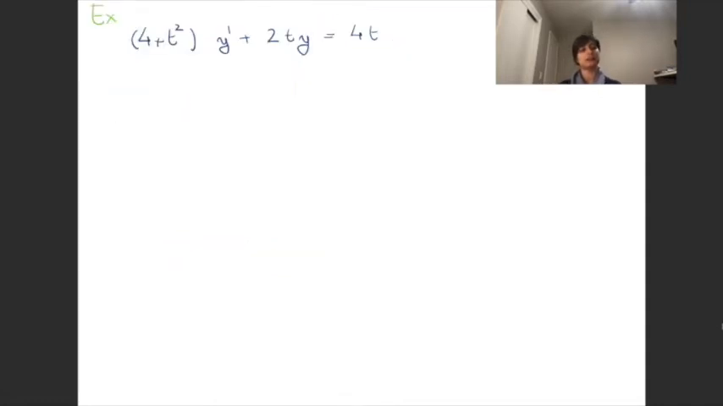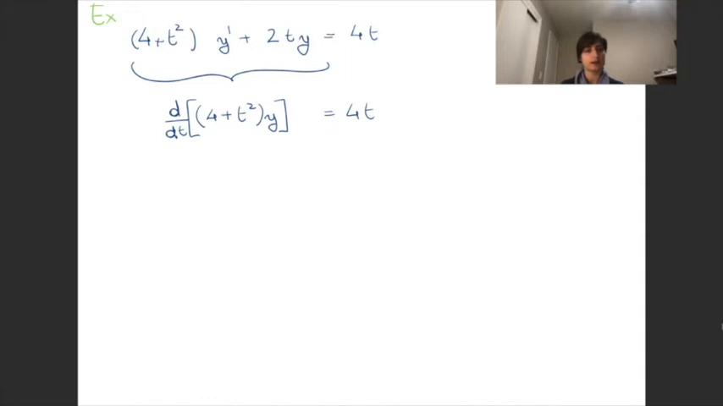Let's look at an example. We're having this ODE. We have a y prime multiplied by 4 plus t squared. We add 2ty, and we want this to be equal to 4t. And if we look at the left side of the equation, we might notice that this can be rewritten as the derivative with respect to time of 4 plus t squared multiplied by y. And the right-hand side stays the same.